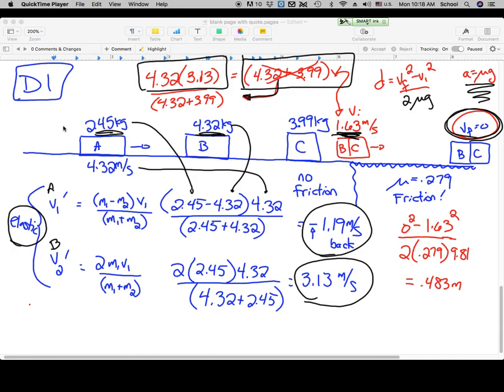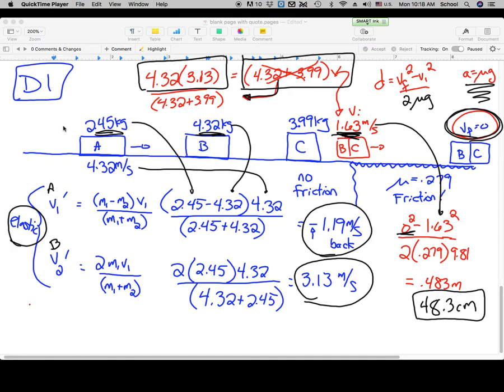So the Vf squared, of course, is going to be 0. The Vi squared is going to be what we initially figured out B and C together are going at. Then we divide by 2 mu g, and we get 48.483 meters, which is the same thing as saying 48.3 centimeters if you prefer to write it in centimeters. So that's how you figure it out.